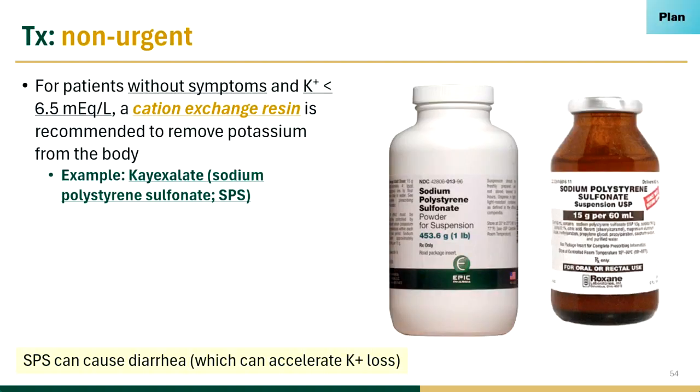For non-urgent care, so this is a patient without symptoms and the potassium is less than 6.5, then you would consider a cation exchange resin. And what that does is it binds potassium. It's also called a potassium binder, and then it eliminates it from the body. So the prototypical example of these is Kayexalate. Kayexalate, K-exit. That's how I remember that one. Exit K from the body.